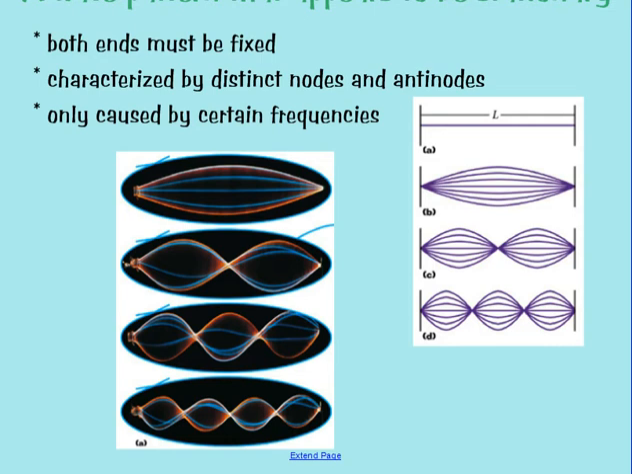The second diagram down has three nodes, one on each end and one in the middle, and two antinodes, two regions of maximum displacement. The third diagram has four nodes and three antinodes, and the bottom has 5 nodes and 4 antinodes. Again, you'll notice that these don't really look like the traditional wave we're used to drawing. Many times when we draw a wave, it looks sinusoidal, but this is almost like little wave packets in some ways.